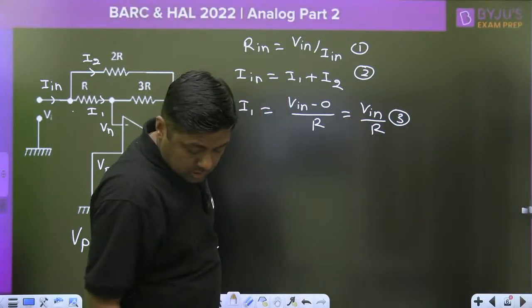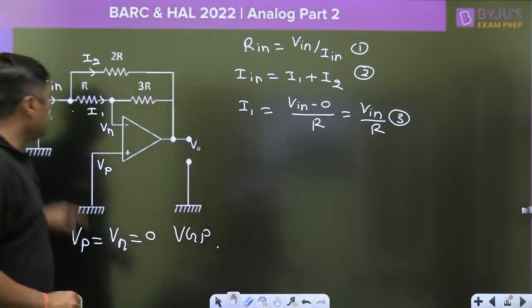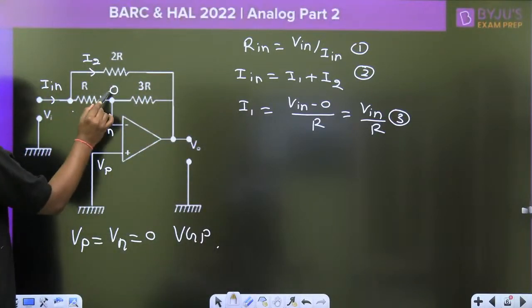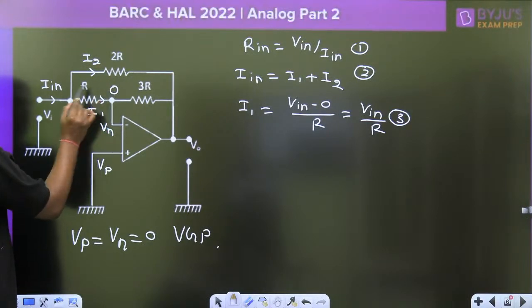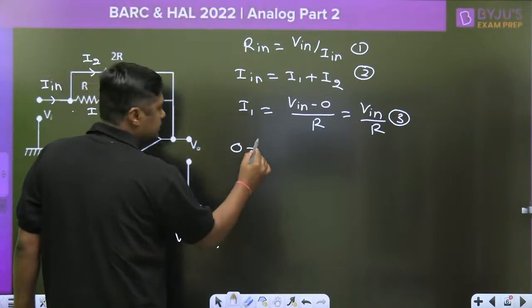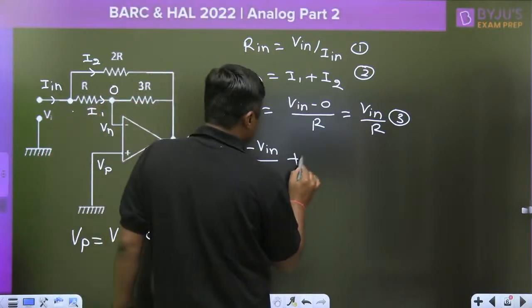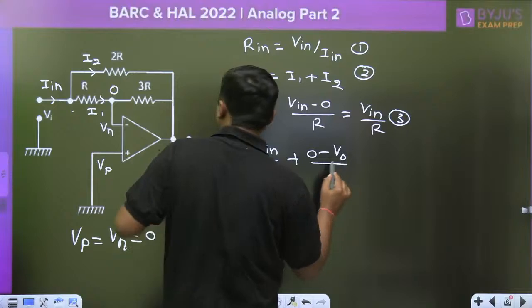Now second thing, what is the voltage at this point? 0. Now you can apply KCL at this point: (0 minus Vin) by R plus (0 minus Vo) by 3R.